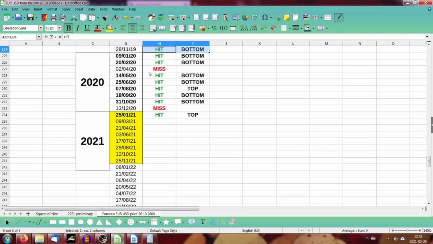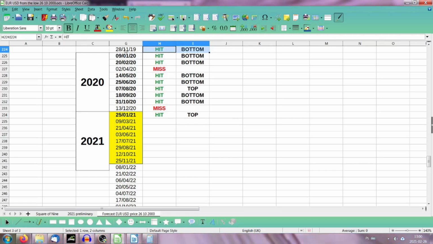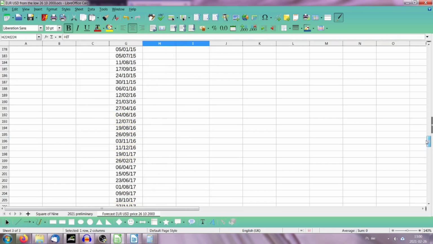And as you see over here, on this Excel sheet I've got marked 11 potential turning points from 28 November 2019 up to 25th of January 2021. So this is 11 potential turning points calculated from the past. As you can see, they are all shown up to the top.